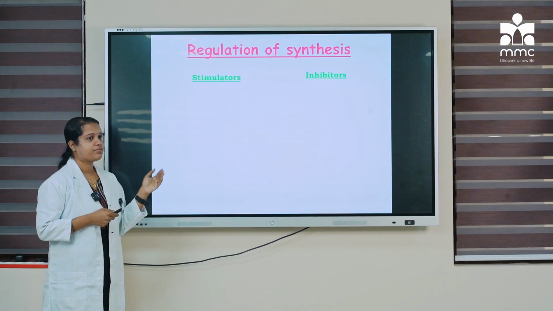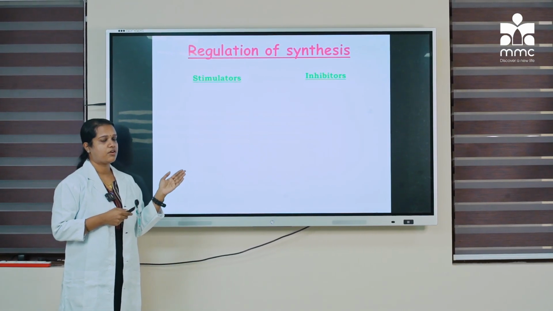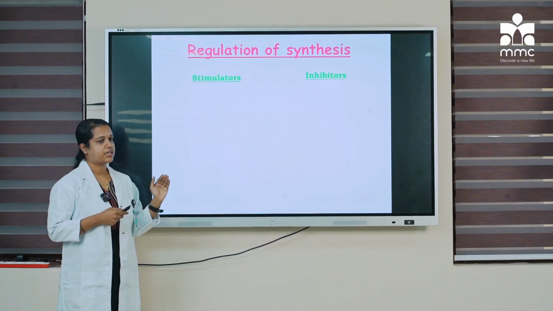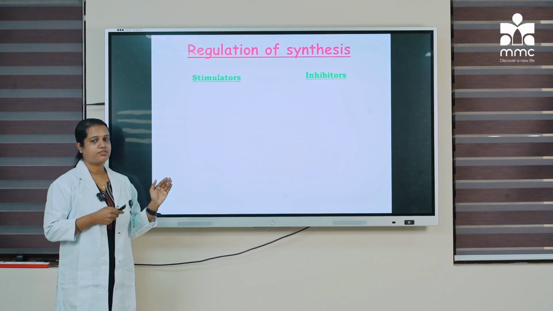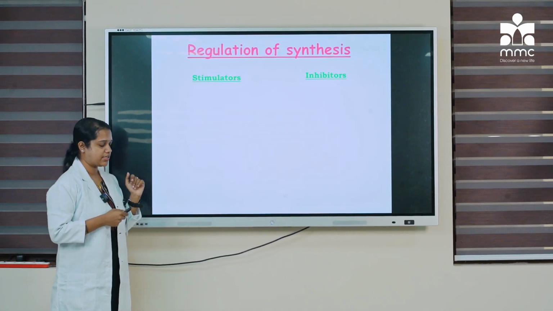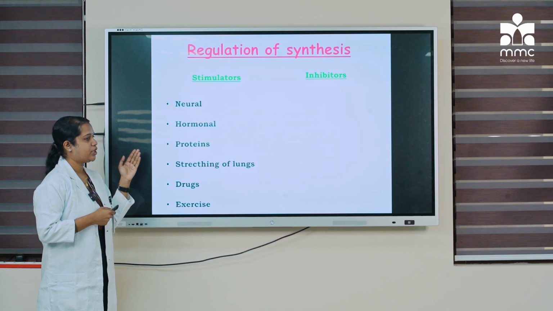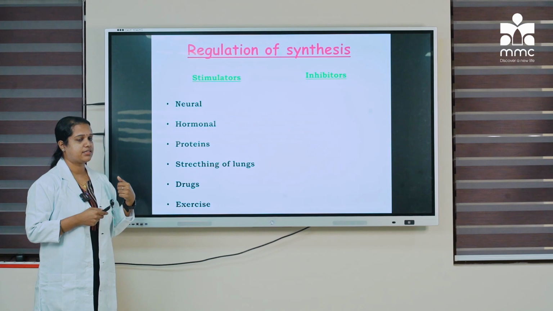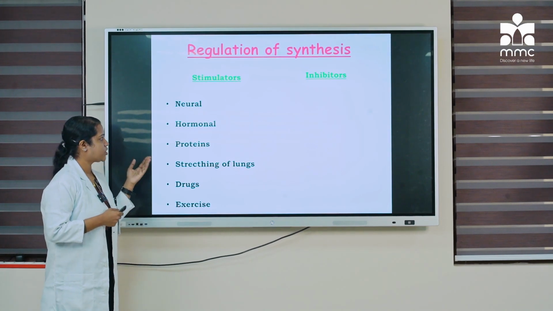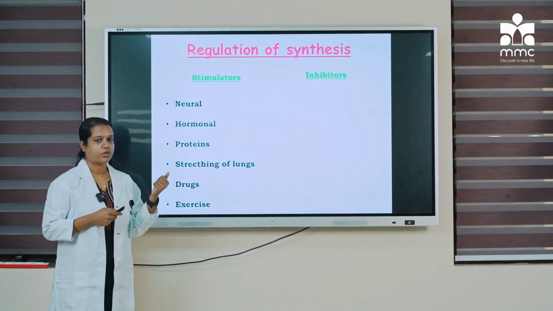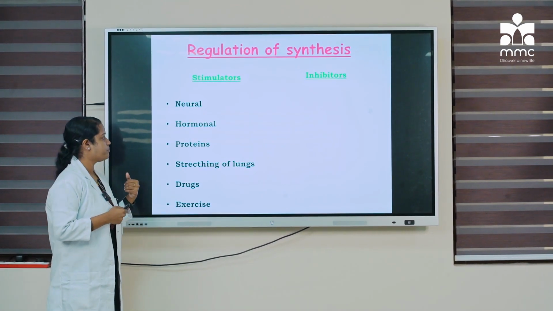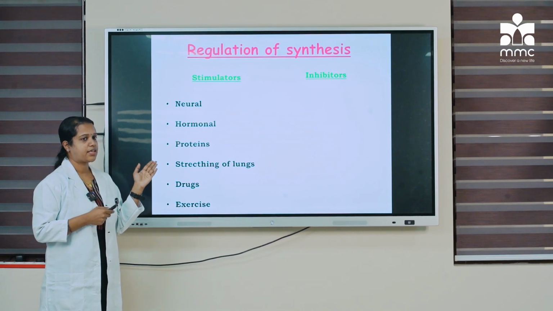Now we will see what are the factors which control the synthesis of surfactant. There are certain factors that can stimulate the synthesis, and there are certain factors that can inhibit the synthesis or secretion. Coming to the stimulators, there are neural factors. For example, vagal stimulation can enhance the surfactant synthesis and secretion. Then coming to hormones, hormones like glucocorticoids and thyroid hormone will again stimulate the synthesis of surfactant. Then proteins, mainly the apoproteins, are involved in the several steps of secretion of surfactant.